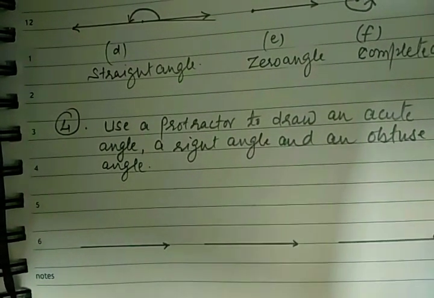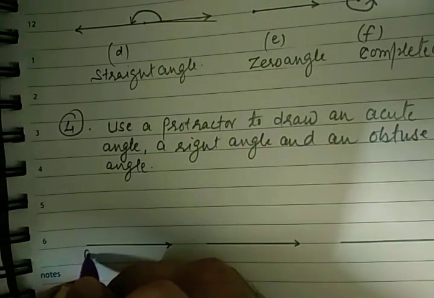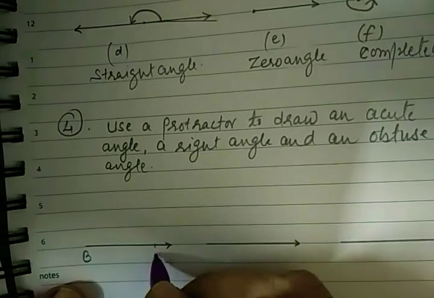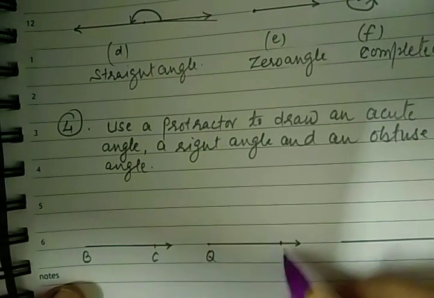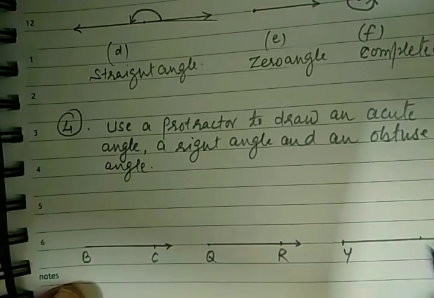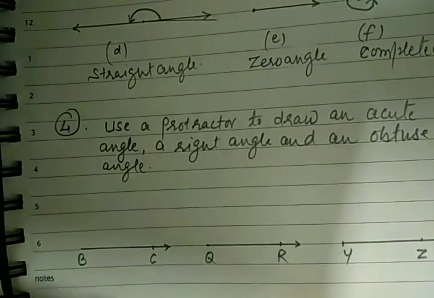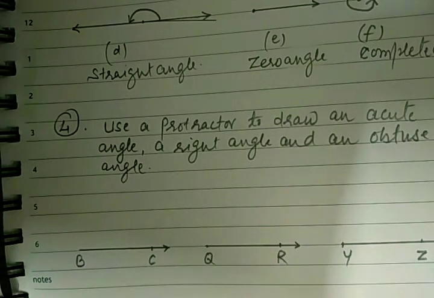We will make an arrow mark over here. Let this be BC. This vertex is Q, this is R. This is Y and Z. Okay. So rays BC, QR and YZ are the initial rays of the three different angles.